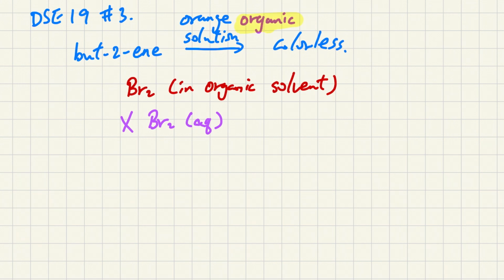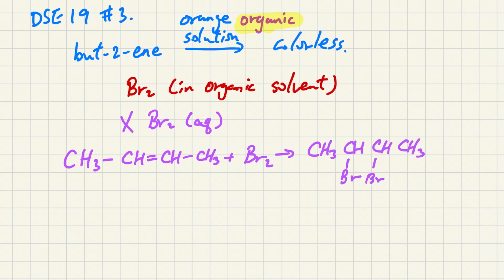So maybe you can highlight it. Aqueous solution is not accepted. And the following is the chemical equation involved. Some of you write down C4H8 to represent butyne. This is not accepted because C4H8 cannot show the structure of butyne. Maybe it is but-1-yne, right?